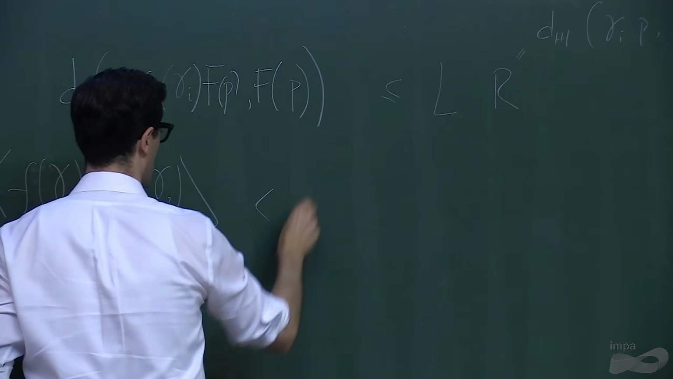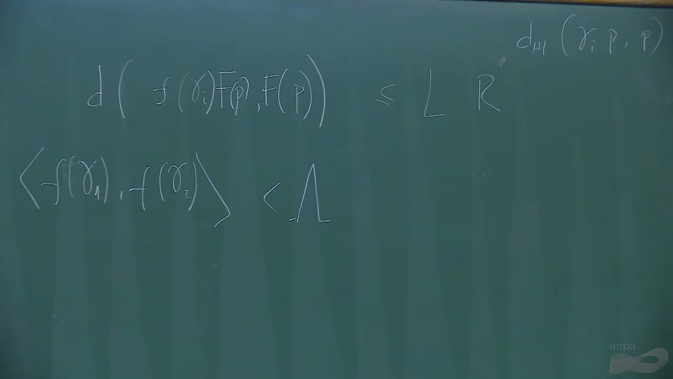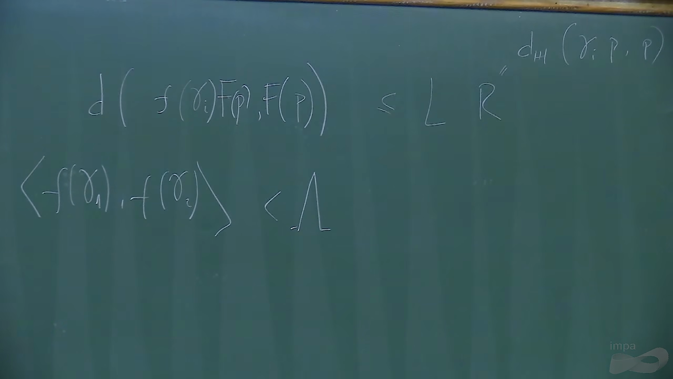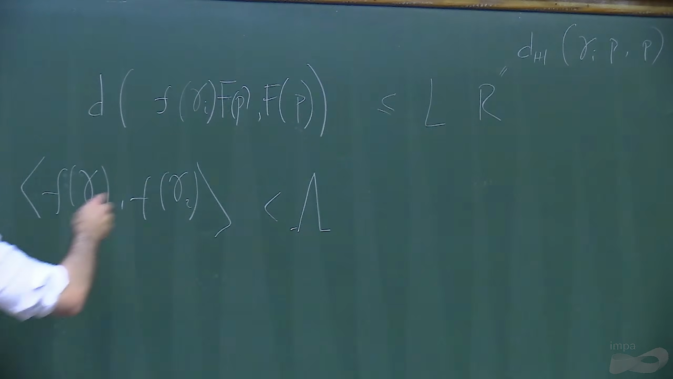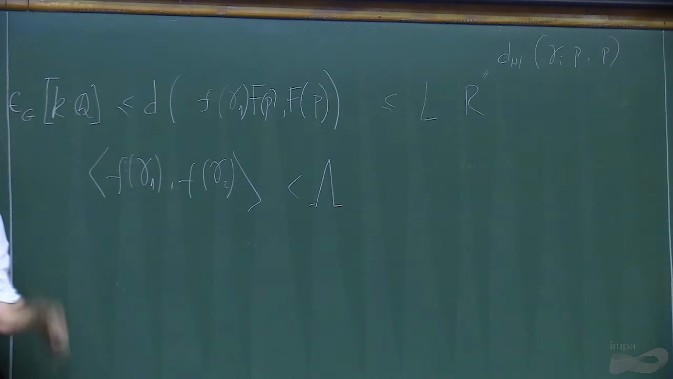inside the lambda in this theorem, we know that they generate a group that contains a free group, so it cannot be virtually solvable, virtually nilpotent, sorry. So it means that either gamma_1 or gamma_2 violates this condition here. So for at least one of them, let's say gamma_1, this is going to be greater than a constant that only depends on G times the degree of the trace field.